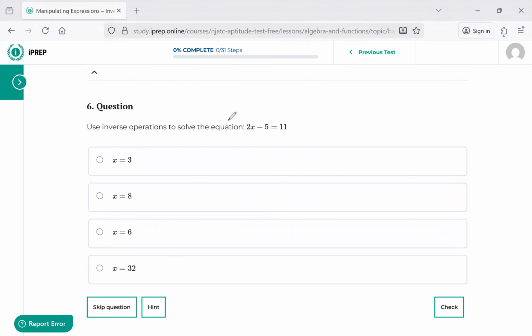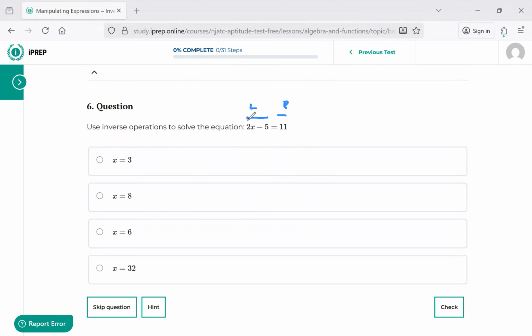Okay, so number 6, gotta solve for x. We have 2x minus 5 equals 11. So here's the left side, here's the right. So first, check if you can combine like terms on the left and on the right. On the left, you have 2x minus 5. Is that a constant and variable? No. On the right, it's just a constant.